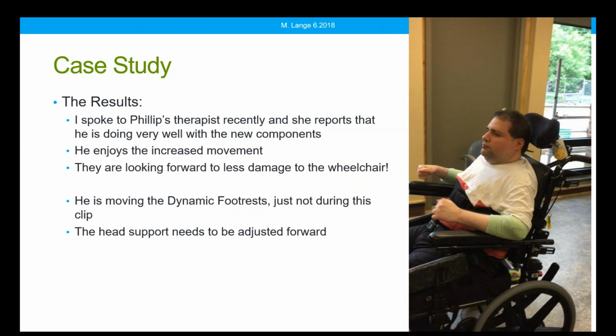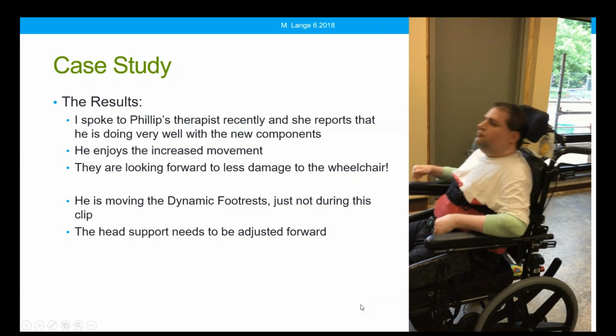He's moving the back quite a bit. And it's because the headrest is just too far back. So they're going to move that forward. They've had difficulty in this facility. People keep moving it back to get it out of the way of the sling during transfers. But it needs to be a little further forward to do its job. So let's see how he looks here.